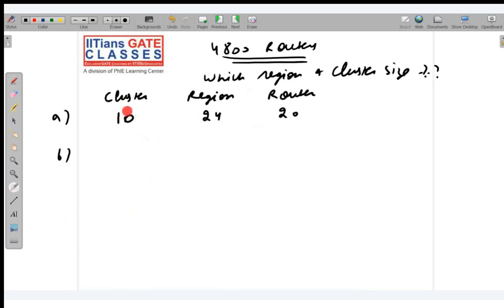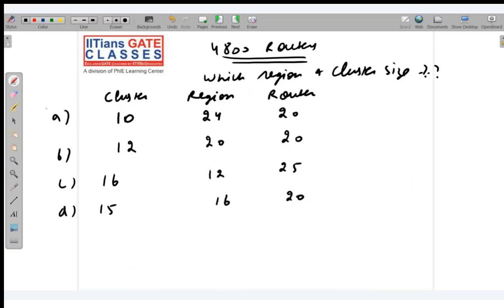You can take anyway, 10 clusters are there. Each cluster is having 24 regions, and each region is having 20 routers. 4800. Yes. Please come again. I got it, sir. Yes, sir. Okay. So option B, they are saying 12 clusters, 20 regions, and then 20 routers. Option C is 16 clusters, 12 regions, 25 routers. Option D is 15 clusters, 16 regions, 20 routers.